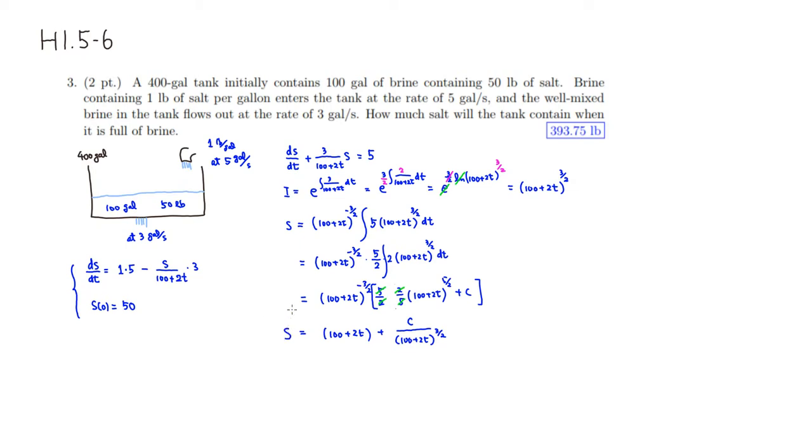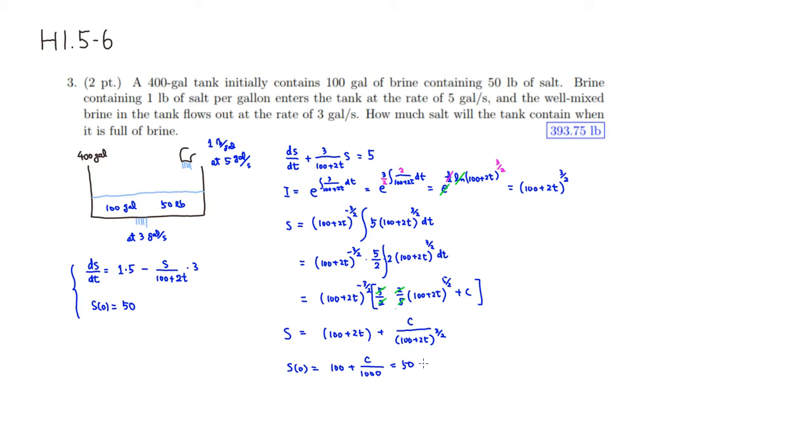All right, to find the c, we have to use the initial value condition. So let's plug in and find S of 0, t equals 0. All right, so if you put 0, we're going to get 100 here. So 100 plus c over, right, put 0 there. So you have 100. So the square root is 10 and cube it. So you have a 1000. Right, this is supposed to be equal to 50.